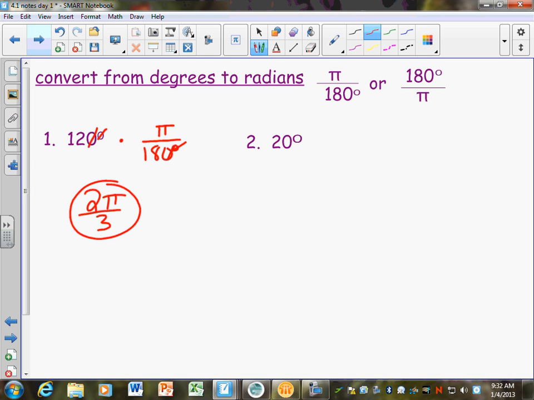So you do this one. Same idea, multiply, simplify, and let's make sure we get the right answer.